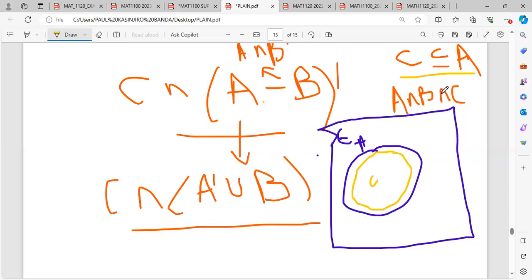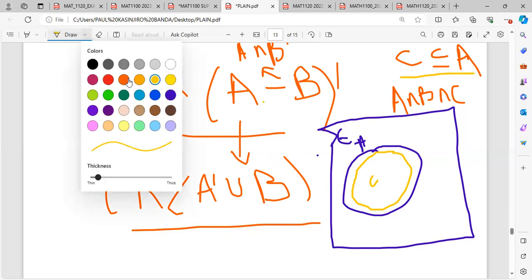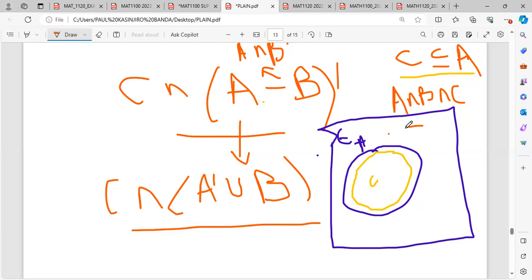Then let's now add the B, because they said all these sets intersect. So meaning the B will just come there. Let me draw the B in red. So the B will come there like that. This is our B.